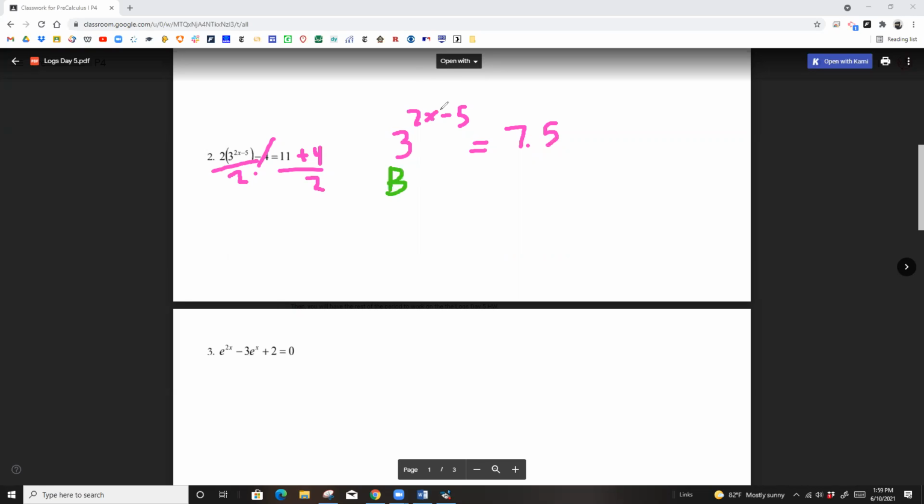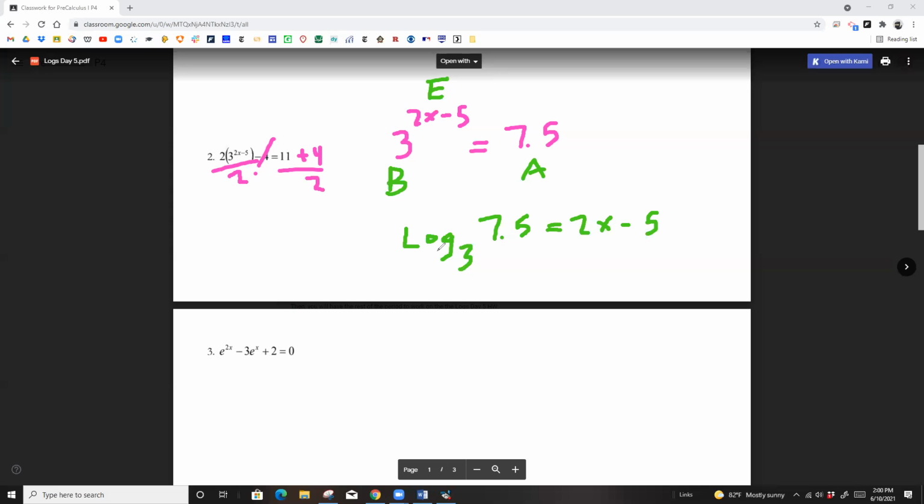So that's our base. 2x minus 5 is our exponent. And 7.5 is our answer. So in log form, that would be log base 3 of 7.5 equals 2x minus 5. All right, now it's just like solving for x, just like we've done our whole careers as math students.